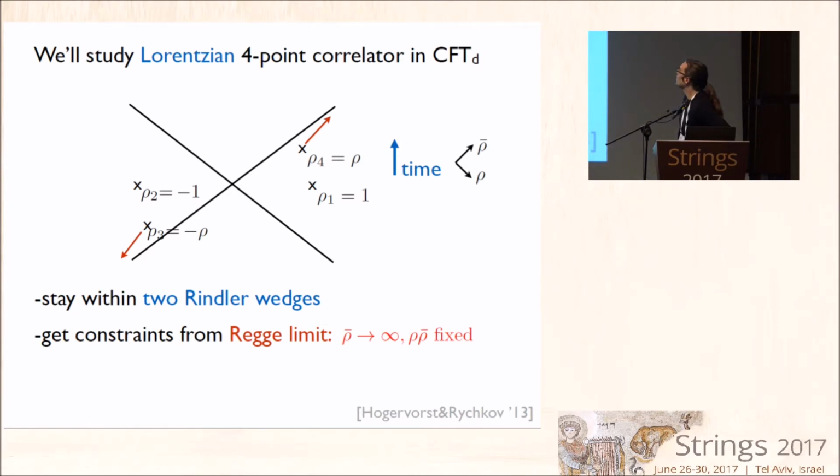Most of the constraints will come from the Regge limit, and the Regge limit is high energy scattering. It's supposed to represent high energy scattering, so you take this guy and you boost it a lot. In terms of this coordinate, which if we were in Euclidean space, these would be complex conjugates of each other, whence the names rho and rho bar. But here these are like cone coordinates, so in the Regge limit, one of them gets large and the other gets small, with the product fixed.